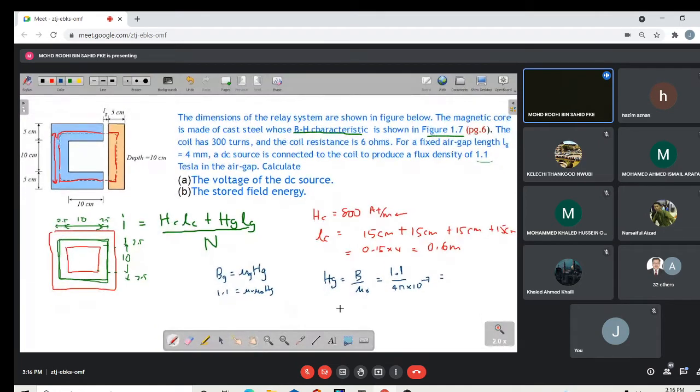And the air gap itself, what is the length of the air gap? 4.4 millimeter. We have 2 air gaps, so it should be 2 times 0.004. So we get 0.008. Okay?